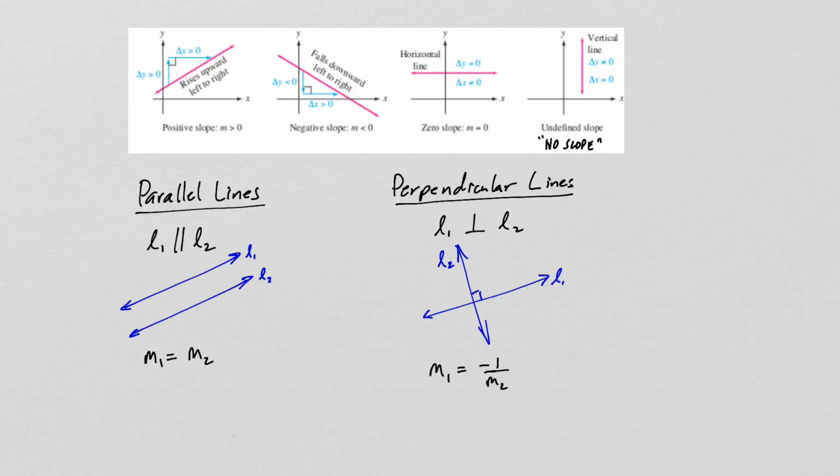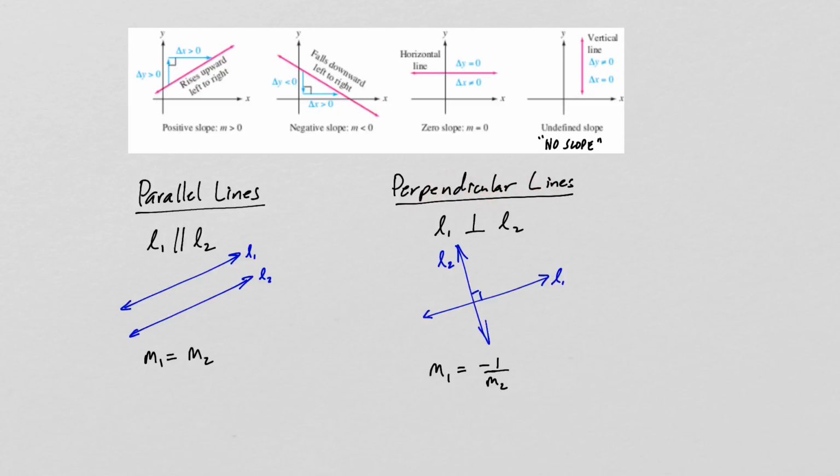Okay, next up, parallel lines. If line 1 is parallel to line 2, that means when you graph them in a plane, they look like railroad tracks, for example. Parallel lines have the same slope, so the slope of the first line is equal to the slope of the second line.